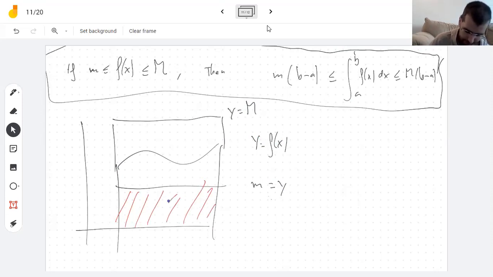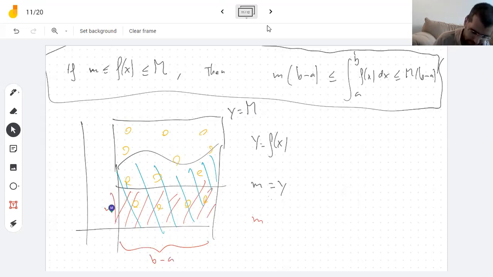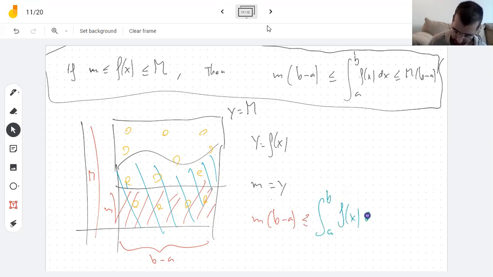So the integral, again, we're just looking at shapes that are contained in each other. This is the area of yellow polka dots. So this is a rectangle now, because this is b minus a, this is m. The area of the small rectangle, which is m times b minus a, is smaller than the amorphous area in between, which is the integral of f. And that in turn is smaller than the biggest area, which is the rectangle with the yellow polka dots. So this comes from the algebra we've already done, but it's also very clear in a picture.